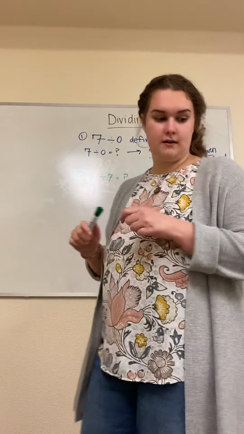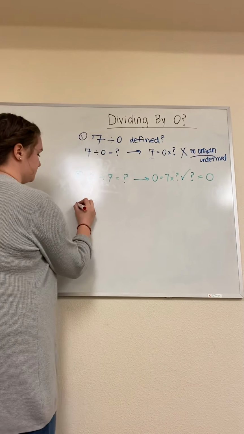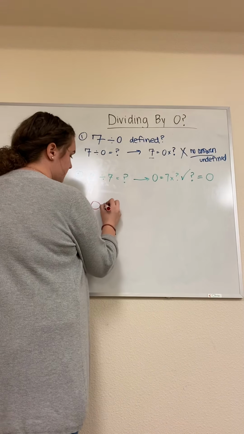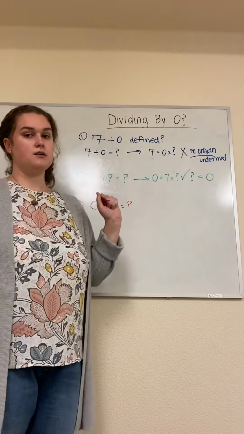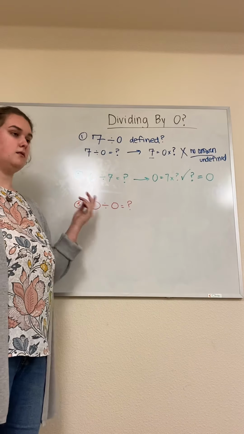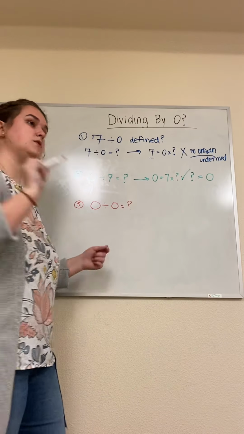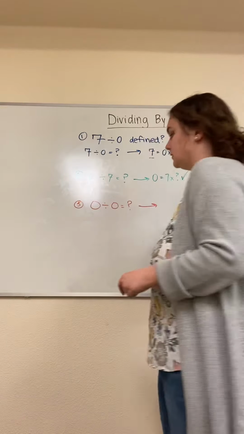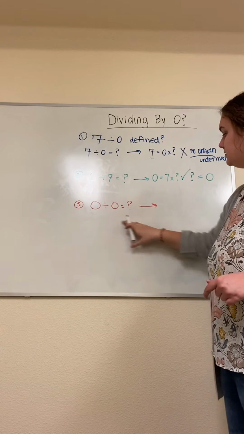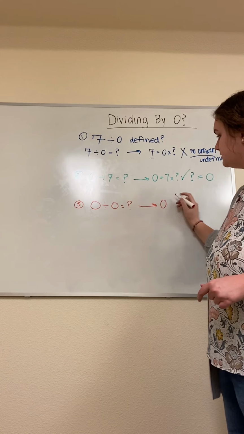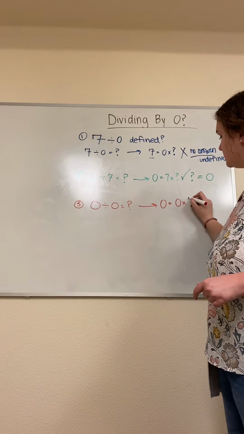And then our last problem is 0 divided by 0, which could be tricky, because you could think, oh, well, 0 divided by nothing is just equal to 0. But let's move this into a missing addend problem and see if that's still true. So we're going to move this into multiplication form, so we're going to have 0 equals 0 times what?